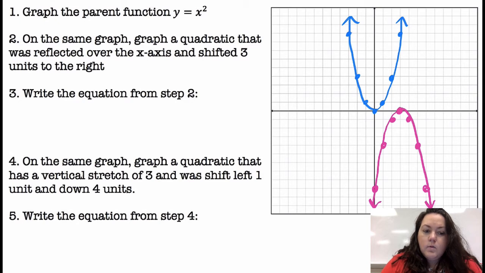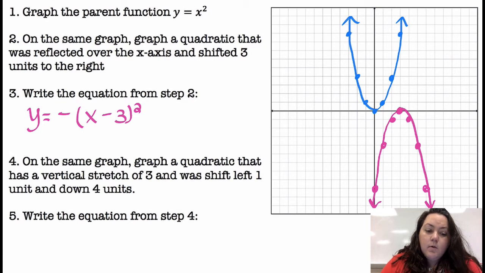All right, write an equation from step 2. If it was shifted 3 units to the right, then that means my h value changed, and if it was reflected, that means it's going to be a negative. So it's going to be y equals negative (x minus 3) squared. And I didn't go up or down, so I don't have any k pieces to add.